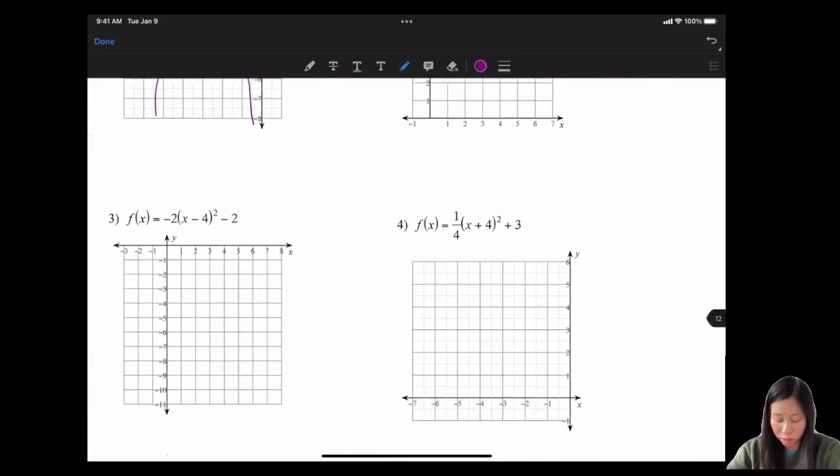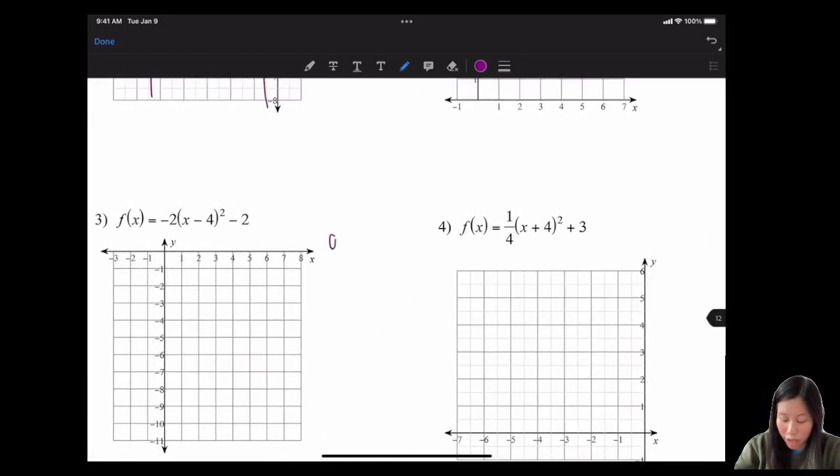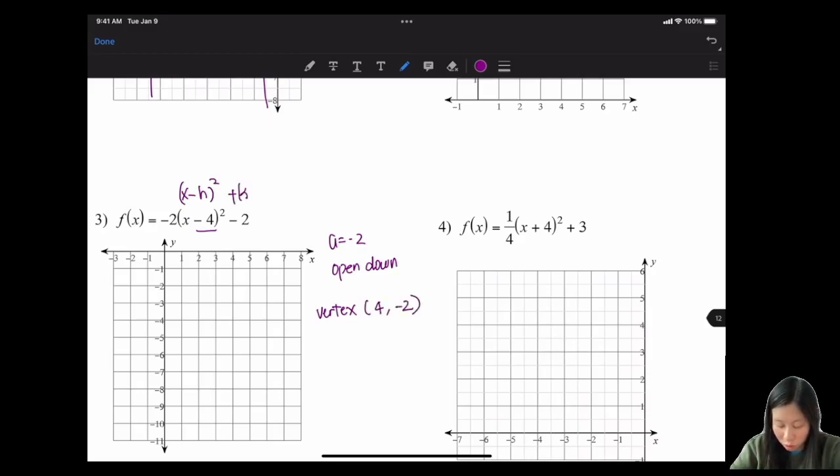Okay, next one here. So we have a equals negative 2, which is a less than 0. So it's a negative number. So we know that the graph is going to be open down. And what will be the vertex? Vertex is going to be (x minus h) squared plus k. So that means our h equals 4, k equals negative 2. So 4 and negative 2, open down.